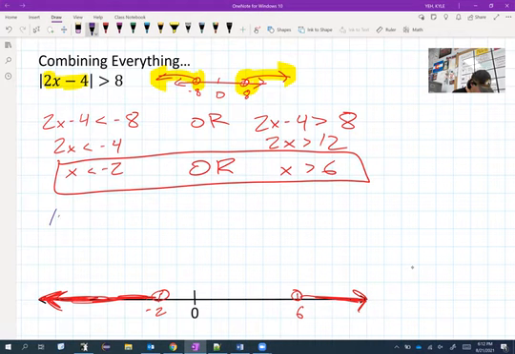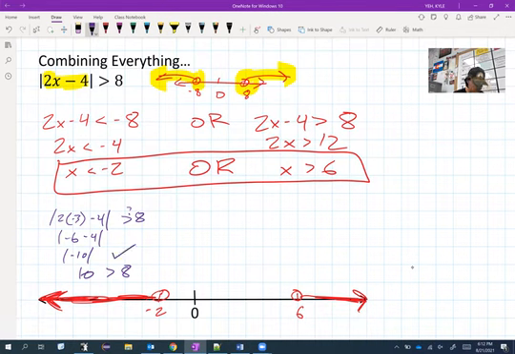I might just plug it in. Absolute value of 2 times -3 minus 4. Is it greater than 8? Plug it in by hand. So that would be the absolute value of -6 minus 4, which is the absolute value of -10, which is 10. Is 10 greater than 8? Yes, it is. So -3 did in fact work.